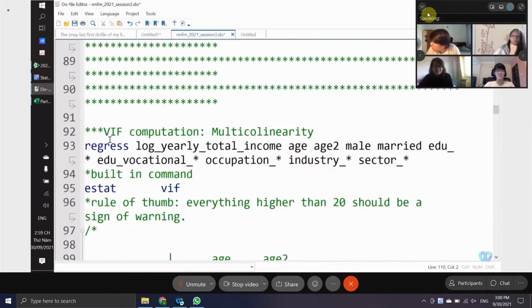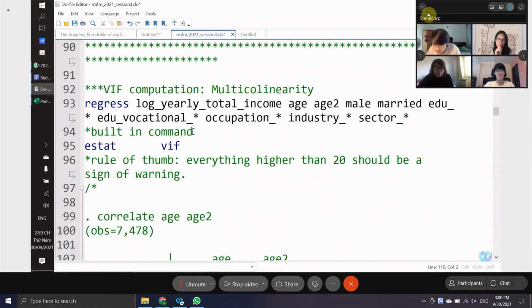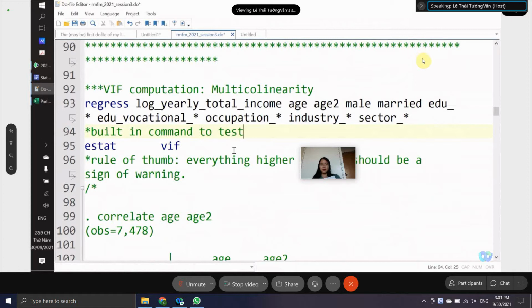Okay, I want to indicate the name here. Building command to test multi-collinearity.